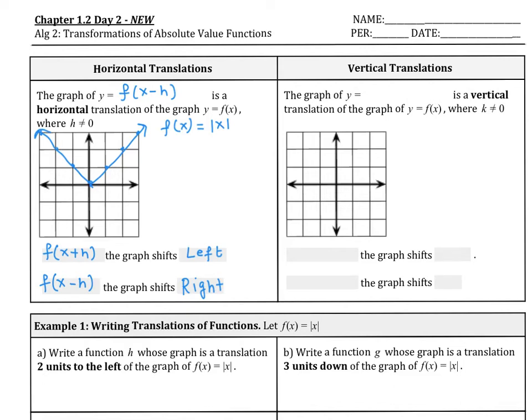Chapter 1.2, Day 2, Vertical and Horizontal Translation. So first we are going to discuss horizontal translation. The graph of f of x minus h is a horizontal translation of the graph of f of x.